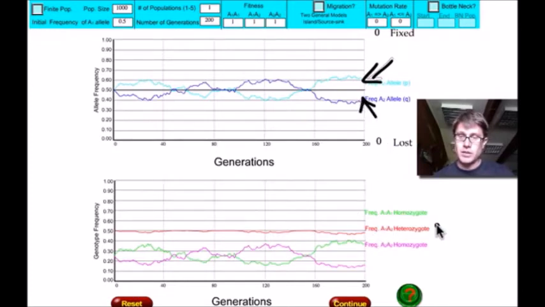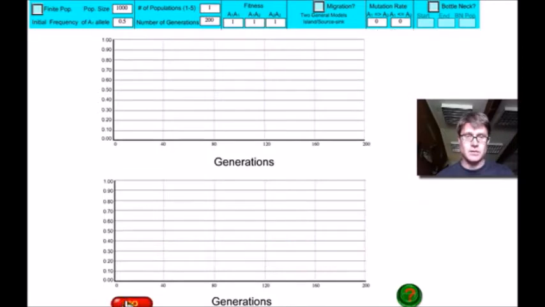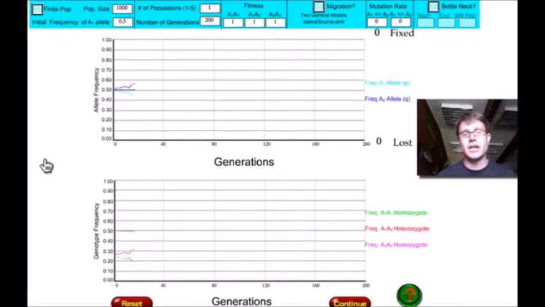And then here are going to be my different genotypes. If this is big H and this is little h, maybe we're looking at Huntington's. Then this would be homozygous dominant, this would be heterozygous, and this is homozygous recessive. And so we could simulate it again, so let me do that for a second. Let's go back and simulate that again. And so chance is going to take over.